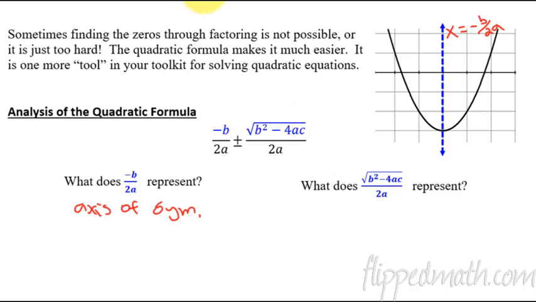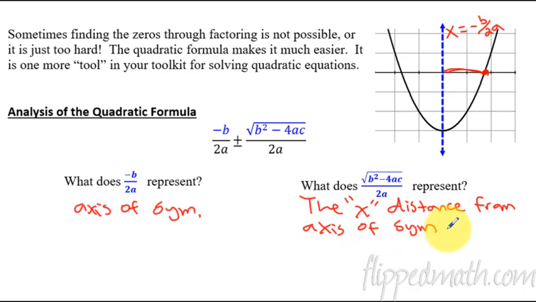So what about this portion of it? What in the world is this right there? That takes the axis of symmetry, and then if I figure out this distance right here, that distance is this: square root of b squared minus 4ac over 2a. That's how far apart the axis of symmetry is to the zero. So in other words, we could say it's the x, in quotation marks, the x distance from axis of symmetry, again abbreviating, and the zeros.